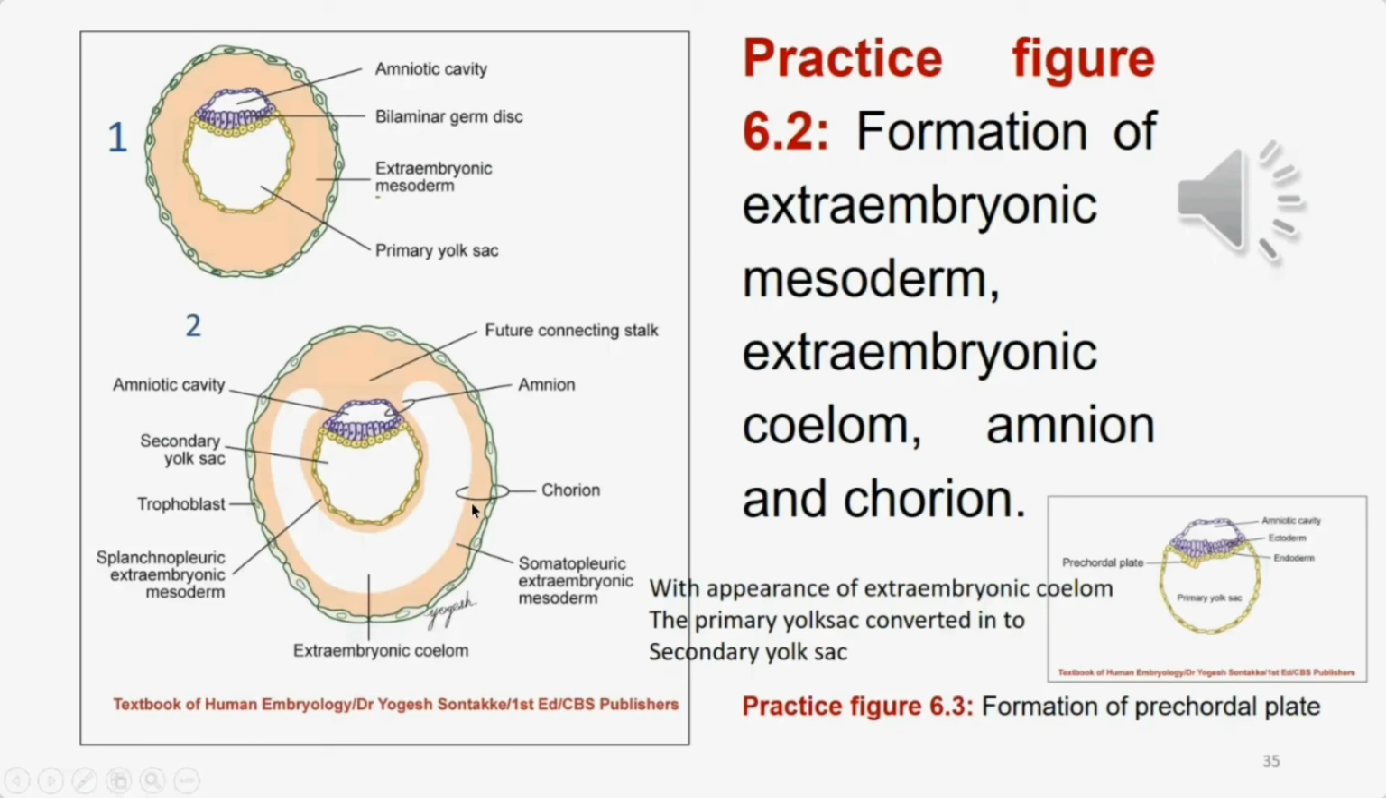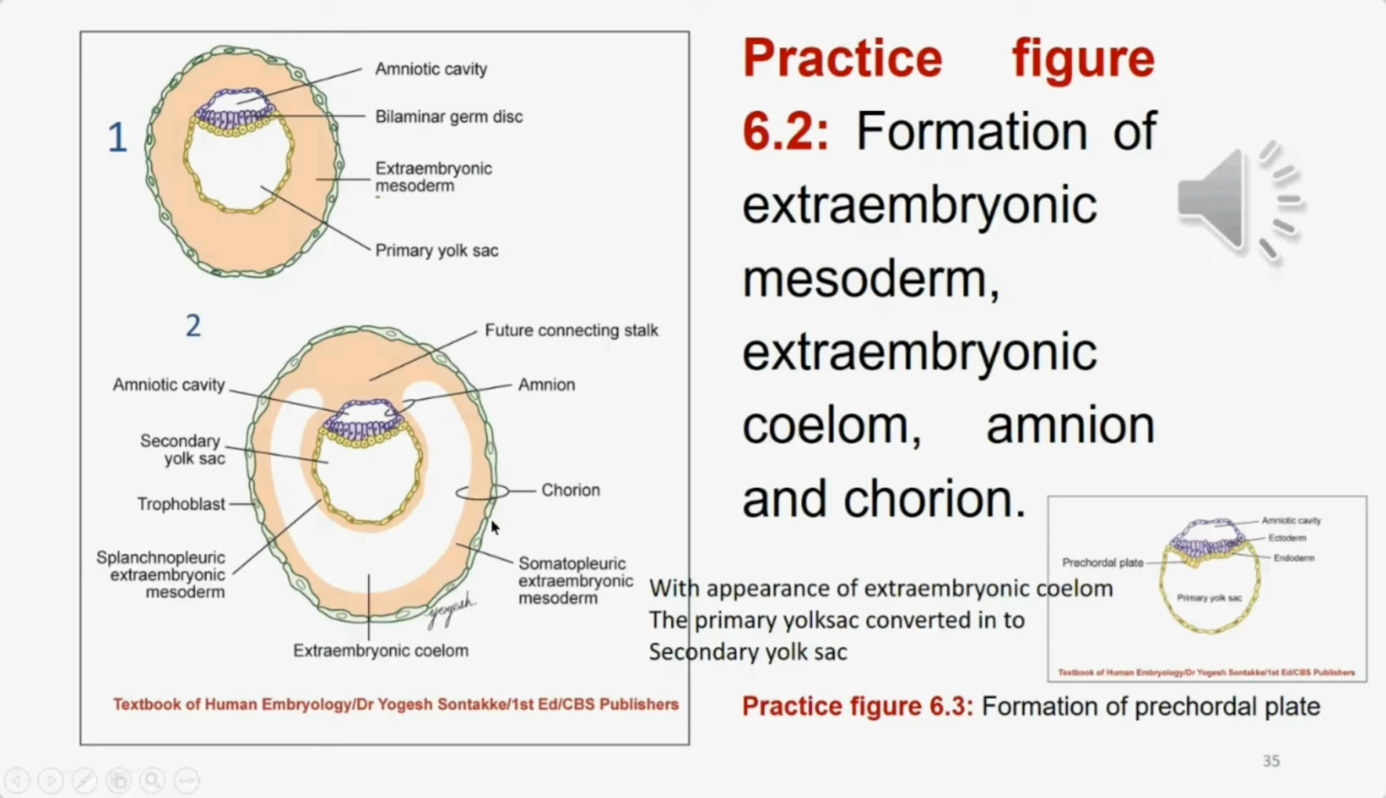Trophoblast and extra-embryonic mesoderm, it is known as the chorion. And amnion: the amniogenic cells and extra-embryonic mesoderm, splanchnopleuric extra-embryonic mesoderm, it is known as the amnion. So that part that lies the amniogenic cells and the extra-embryonic mesoderm, it is known as the amnion.